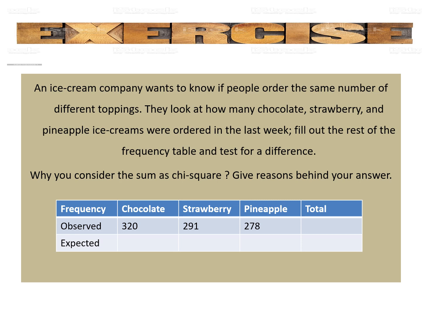An ice cream company wants to know if people order the same number of different toppings. They look at how many chocolate, strawberry and pineapple ice creams were ordered in the last week. Fill out the rest of the frequency table and test our difference. But my focus in this question is why you consider the sum as chi-square. Give reasons behind your answer. This particular thing will help you to make a clear understanding about the chi-square test. That's why this question is here. Thank you.